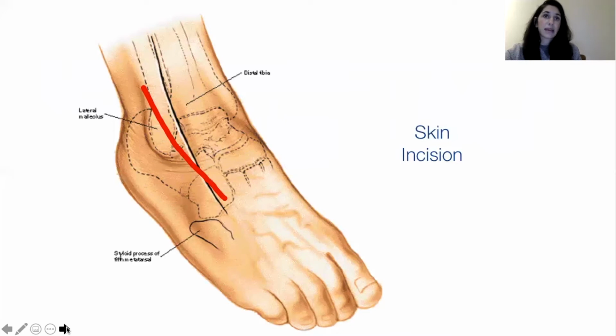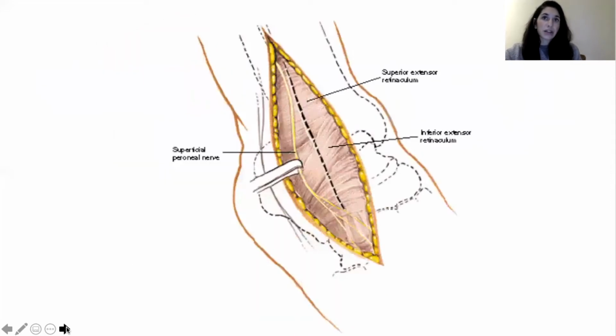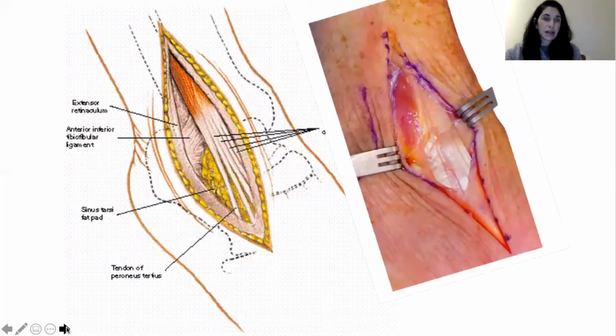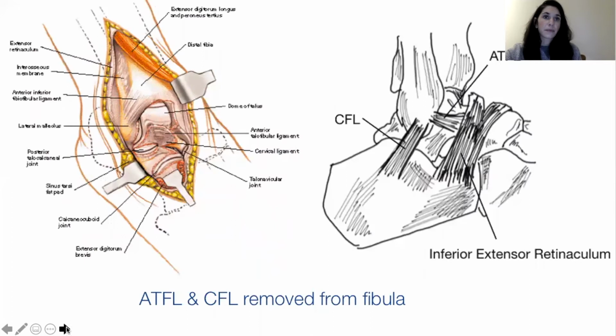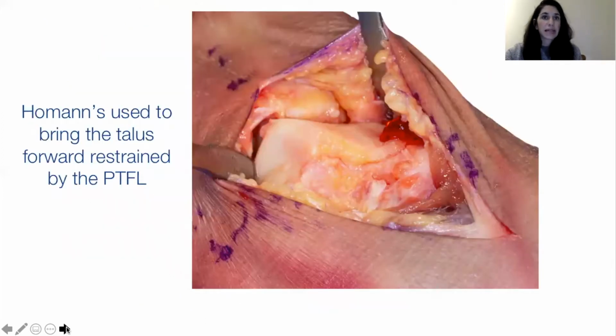An incision was made on the anterolateral aspect of the ankle, anterior to the fibula, extending towards the third metatarsal base. The superficial peroneal nerve was anterior to the incision and retracted. The extensor retinaculum was incised. Both ATFL and CFL were taken off their fibular insertion. A bone lever was then placed behind the lateral aspect of the talus and levered forward with the foot in equinus and inversion.